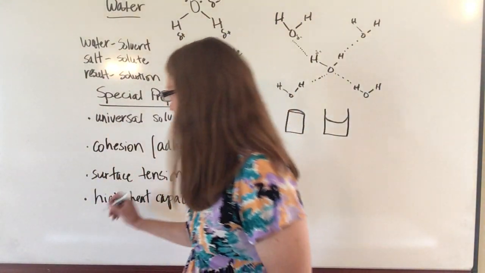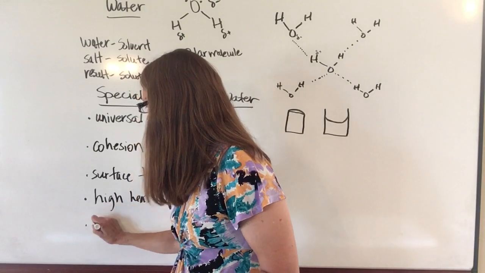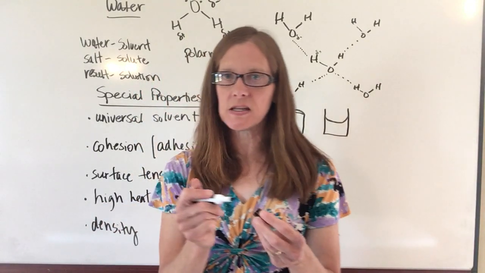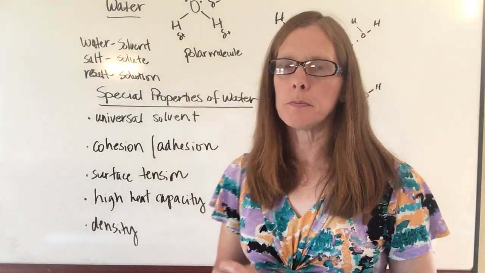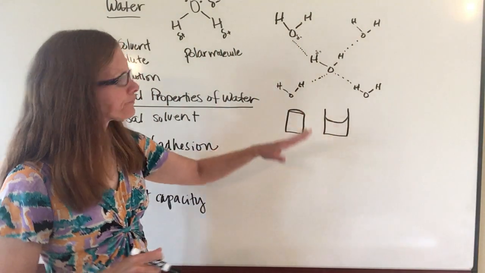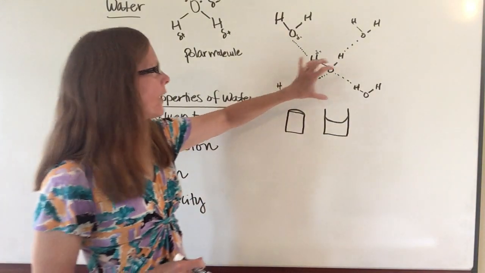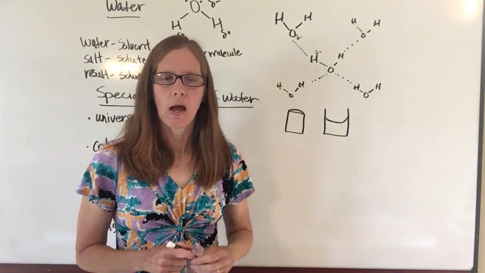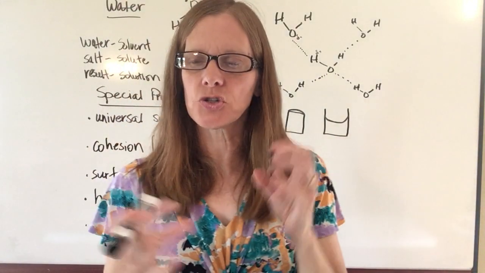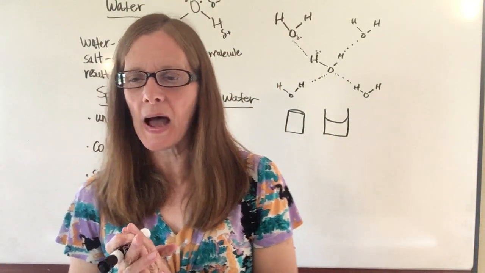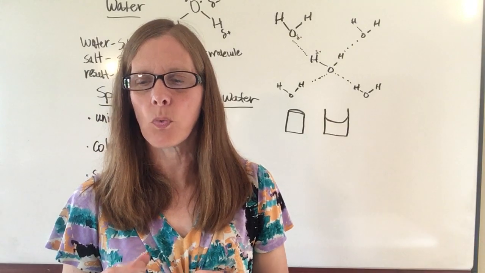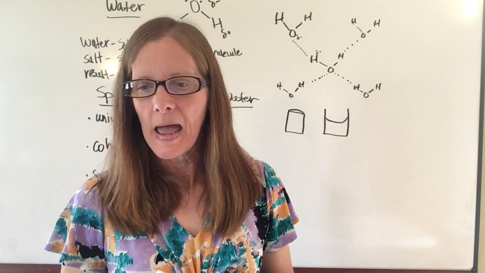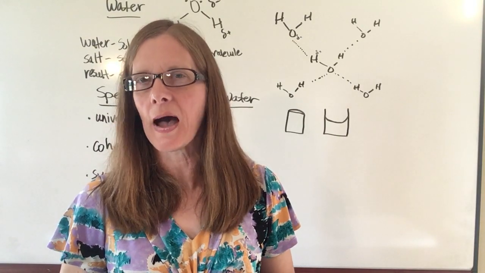Finally, the last special property of water has to do with the density of water. And again, this is related to hydrogen bonding because when the water molecules are in the liquid form, the way they are structured makes it possible that the density of water is actually greater than the density of ice. And so that is really very highly unusual.